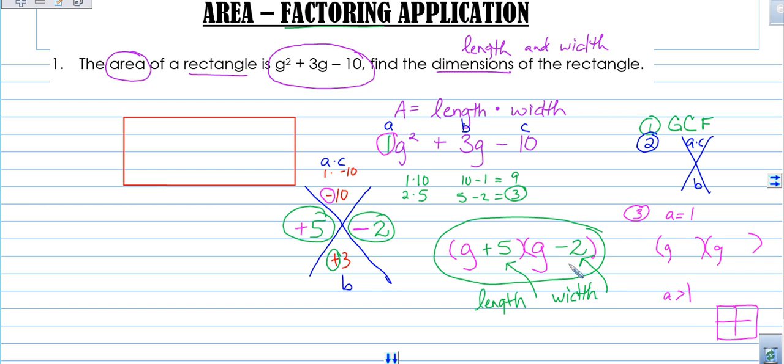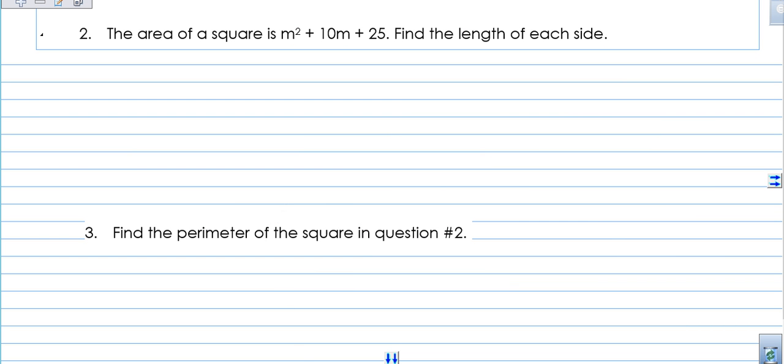Now, does it matter if you label them differently? Absolutely not. It does not matter which one comes first and which one comes second. Just call one of them the length and one of them the width. And as long as you have the correct factors, you'll have the right answer. Moving on to question number 2 and 3. Since they are linked, we will do them together.